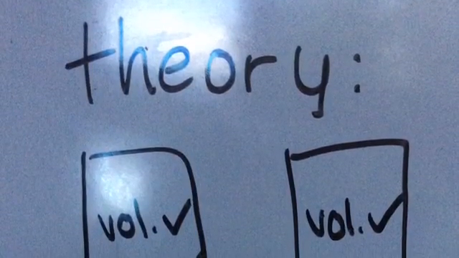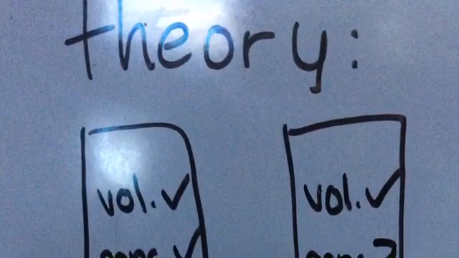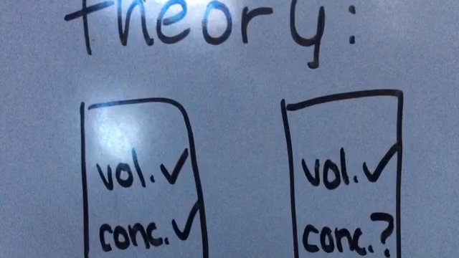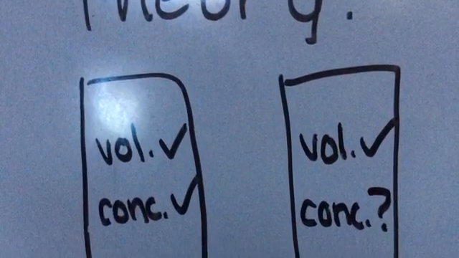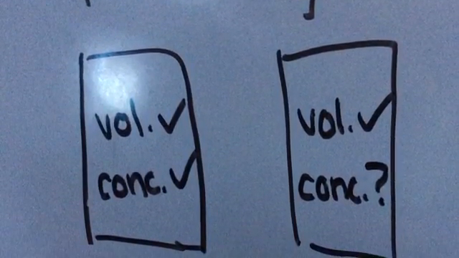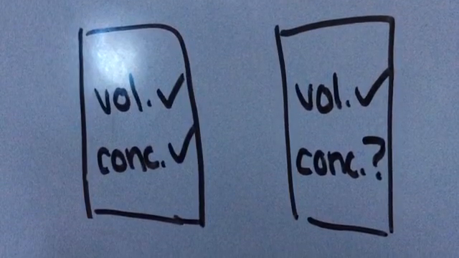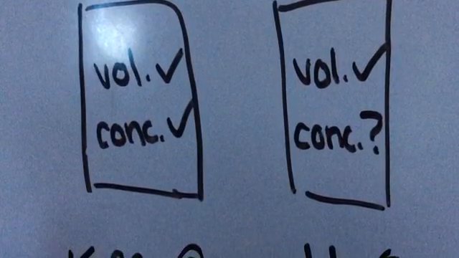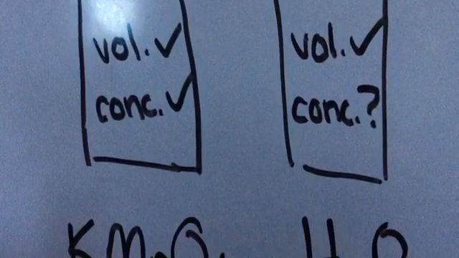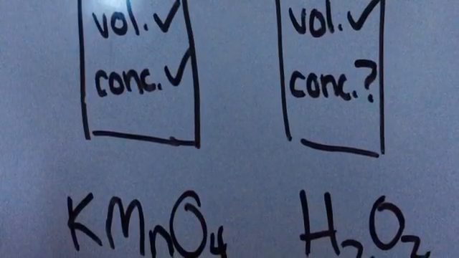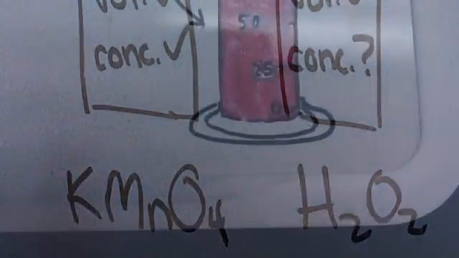The theory is that by reacting a solution of known volume and concentration with a known volume of a solution of unknown concentration, you'll be able to use stoichiometry to determine the unknown concentration. In this lab, the solution of known volume and concentration will be a purple potassium permanganate solution, and the solution of known volume and unknown concentration will be the hydrogen peroxide.